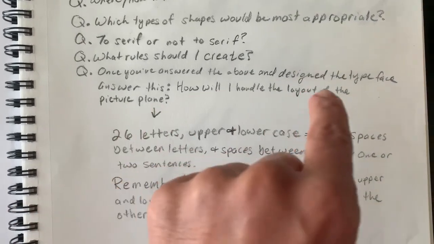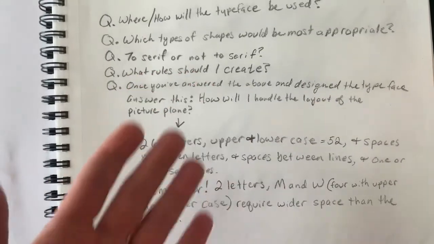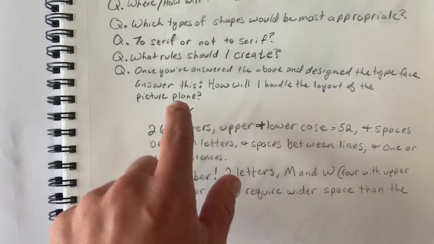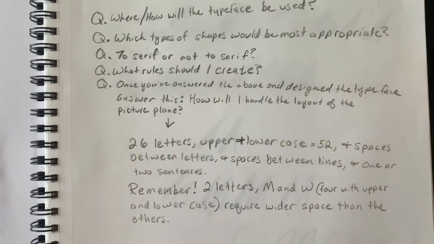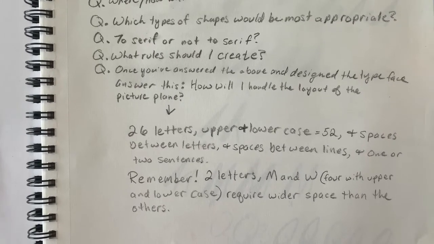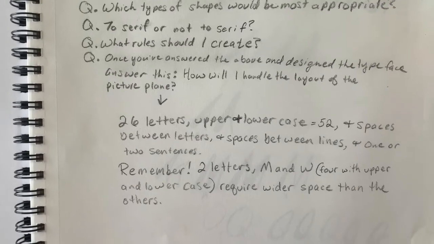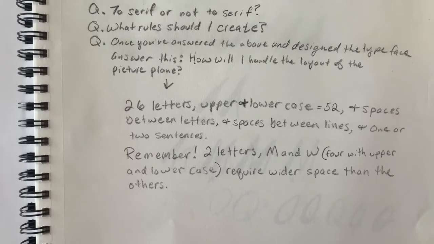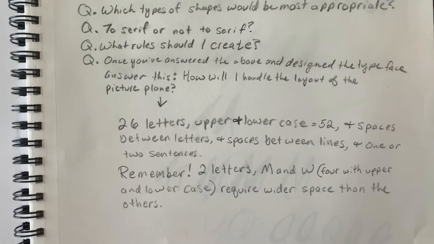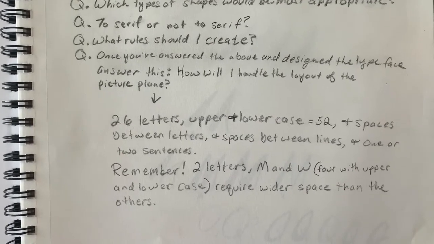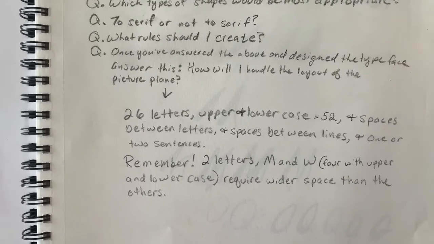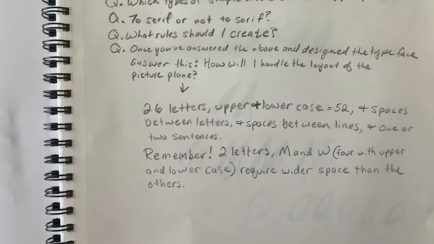Once you've answered the above and designed the typeface, assuming we spent quite a lot of time designing the typeface just in our sketchbook and making decisions, you must then answer this question: how will I handle the layout of the picture plane? So you want all the letters to fit, and you want them to fit in a neat way, right? Think about this. You've got 26 letters. You need them all upper and lowercase, which means you have 52 letters to design. And you have to have spaces between the letters, spaces between the lines, and one or two sentences at the bottom. So they're going to have to be pretty small, right, in order to fit.